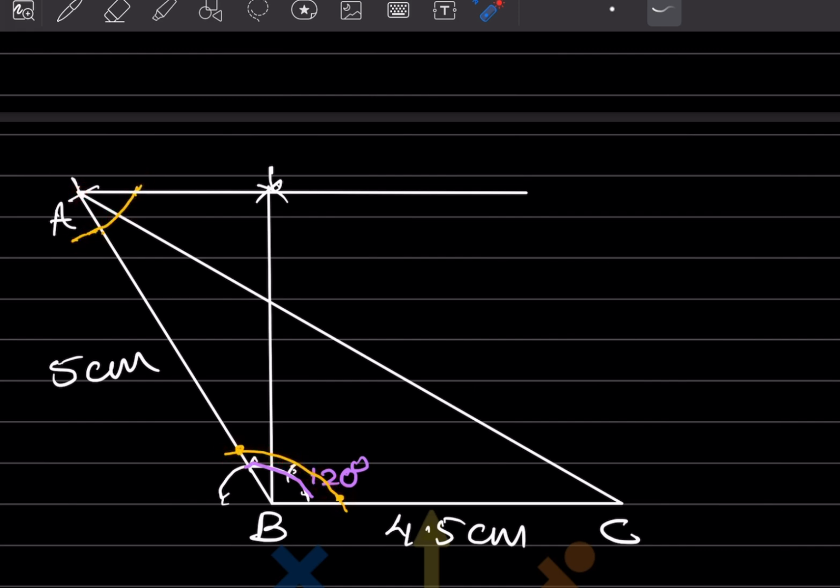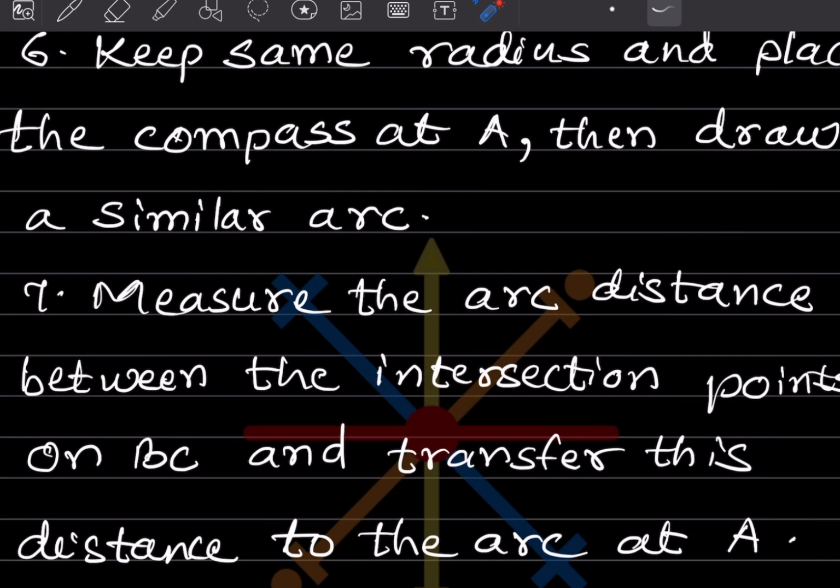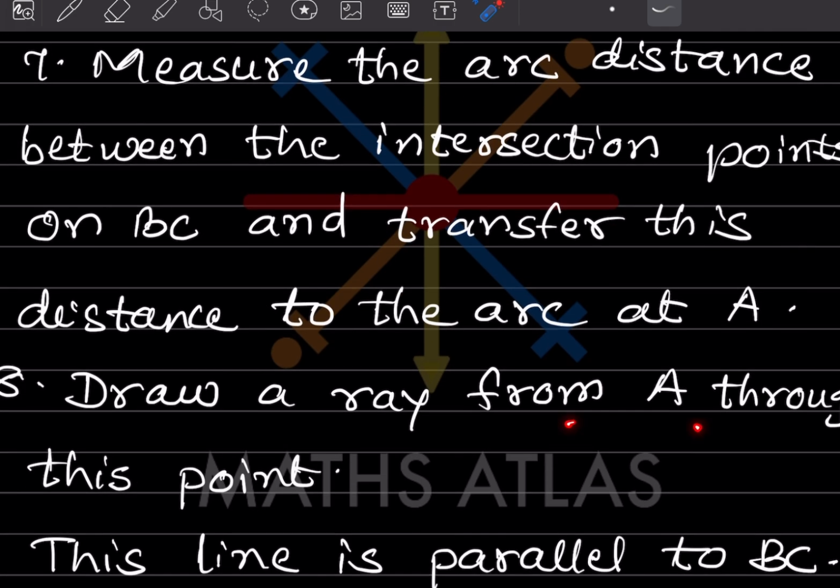Later on, you will measure this distance and then, from here, you will cut over here. So now you are going to join this line. So this is a parallel line. So see, measure the arc distance between the intersection point and BC and transfer this distance to the arc at A, and draw a ray from A to this point, and this line is parallel to BC.